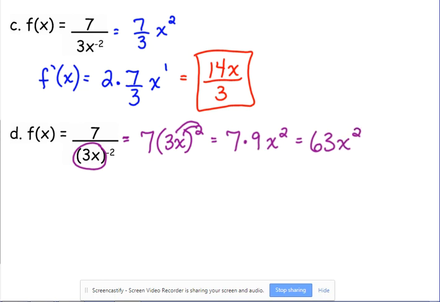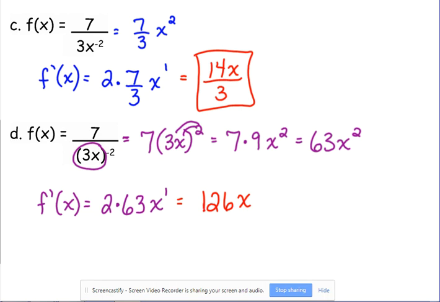So let's apply our power rule. So f prime of x is equal to, bring down the exponent, multiply by the coefficient in front, subtract 1 from the exponent. So when we clean it up, that's what, 126x? Okay, so very slight difference. Just that introduction of parentheses makes a huge difference in our answers here. So you've got to be very aware of parentheses and where they are in a problem.